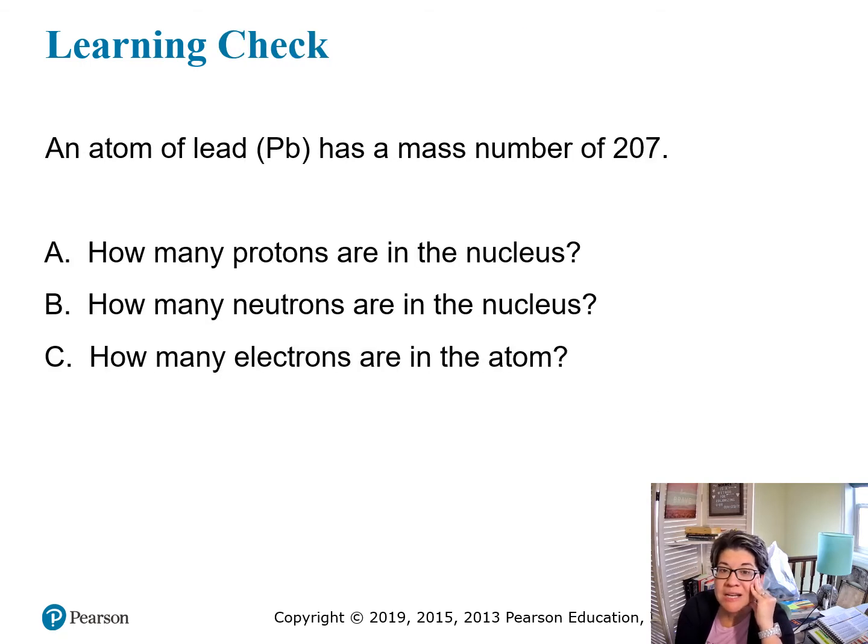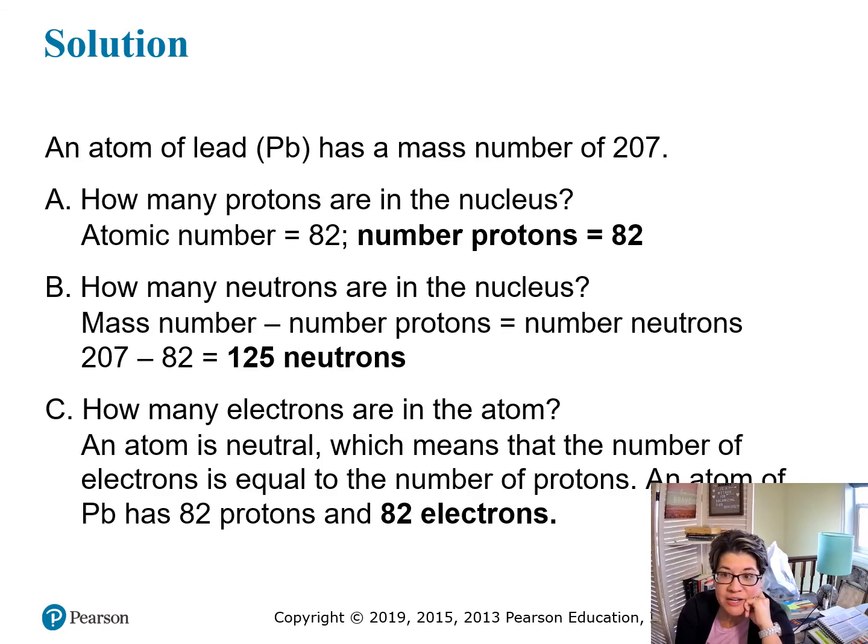Try this one. See if you can look at lead, which has a mass number of 207. Find out how many protons, neutrons, and electrons it has. And there is your answer. And it shows you how to do it too.